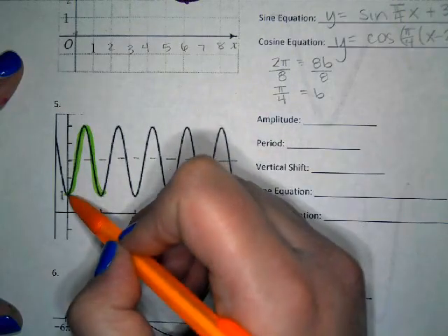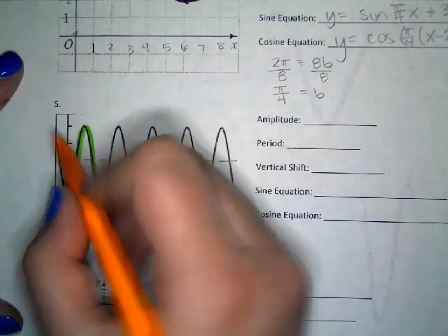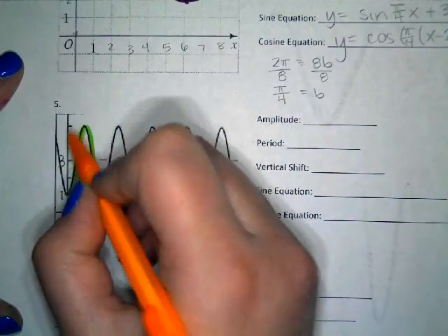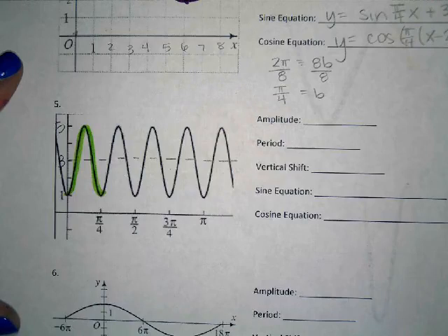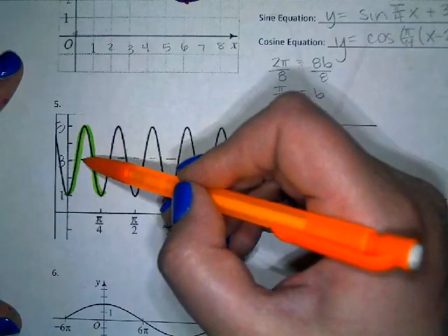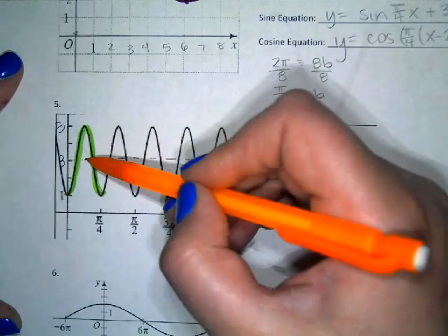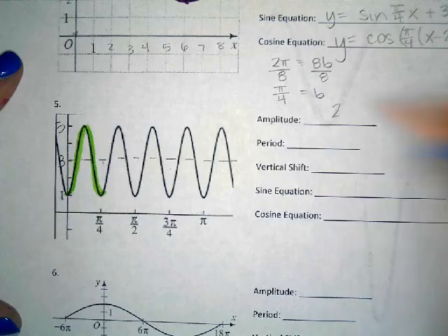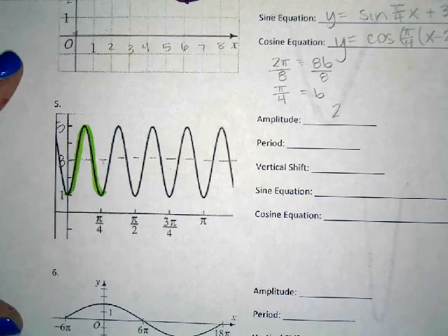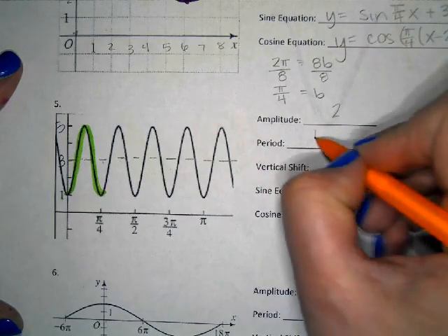So what is the amplitude of the graph? 2. So we got the middle, and then we have how far it goes up from the middle, how far it goes down from the middle. So amplitude of the graph is 2. What's the period of the graph? Pi fourths. So 2 pi divided by the b value is pi over 4.